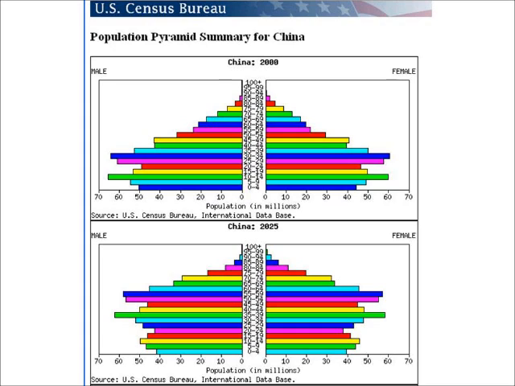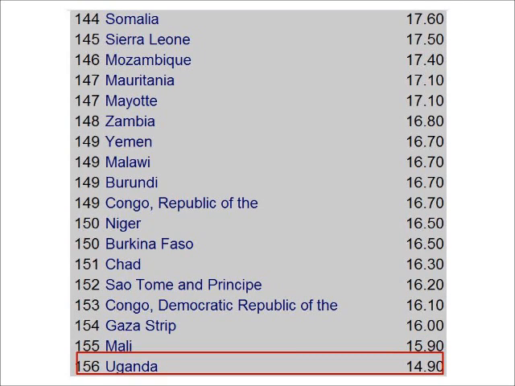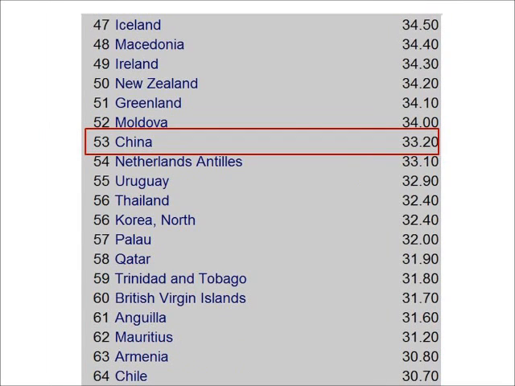Here is the prediction of China's population structure in 2025. It is aging. The median age is increasing. People are living longer, and the one-child policy has decreased the birth rate. The country with the highest median age, the oldest, is Monaco, at 45.5 years. Uganda is the country with the lowest median age. It is the youngest at 14.9 years. With a median age of 36, the United States is ranked 38 out of 156 countries. China is ranked 53rd with a median age of 33.2 years.